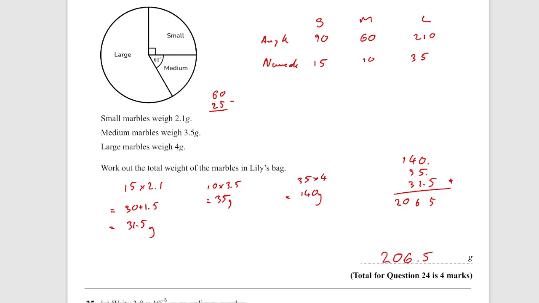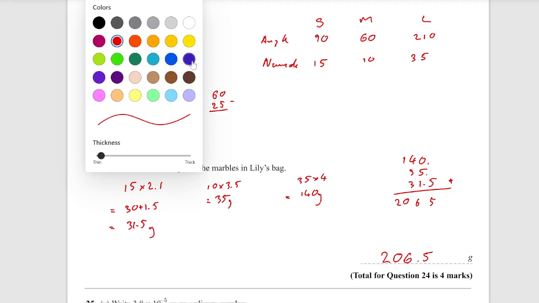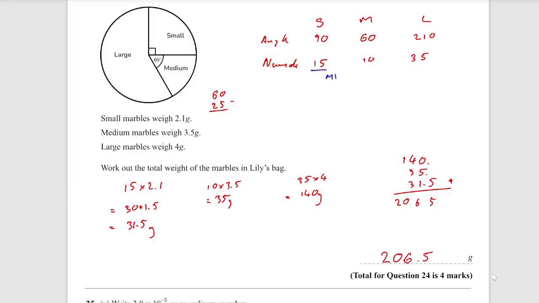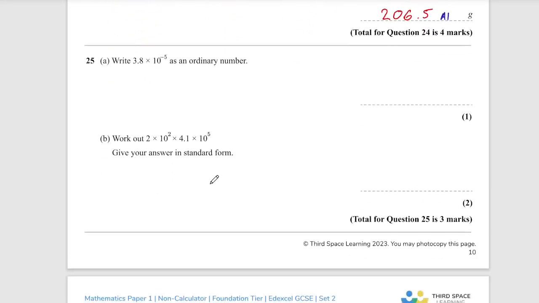Okay, we'll go to the mark scheme. 4 marks available for this question. Let's see how they suggest. So they are suggesting M1 for small number of marbles, M1 for medium number of marbles. Medium marbles equals 10 number of large marbles. Okay, so they're actually awarding for that. Multiply marbles by the weight, so that would be for that, and then an A1 for 206.5.